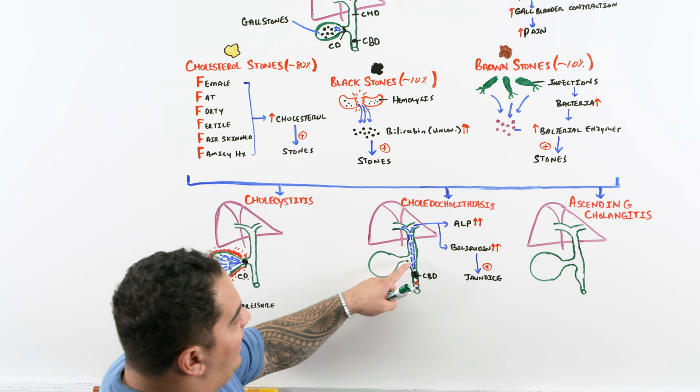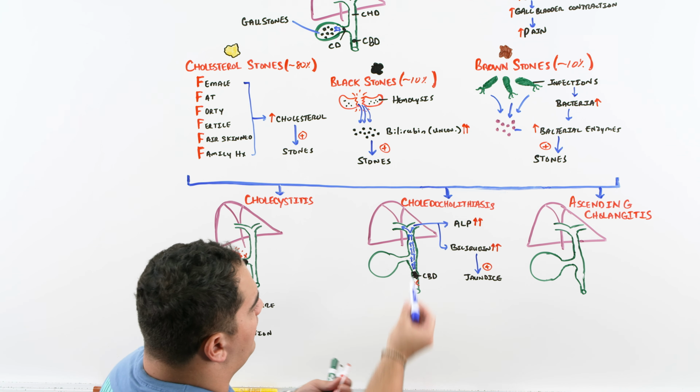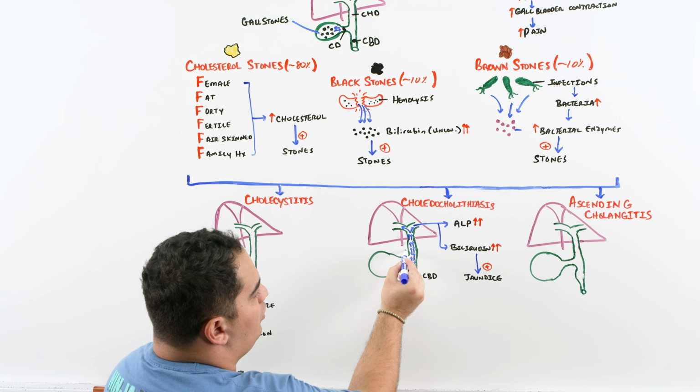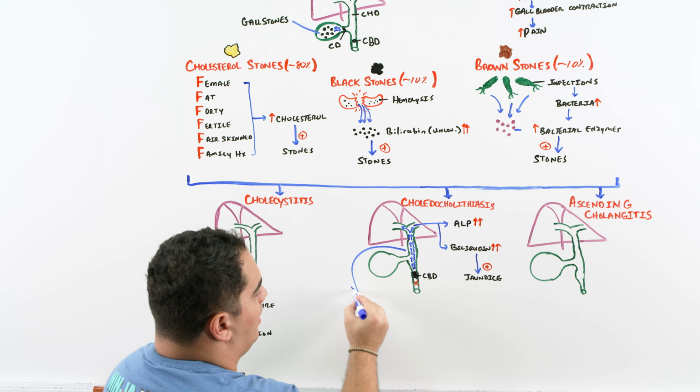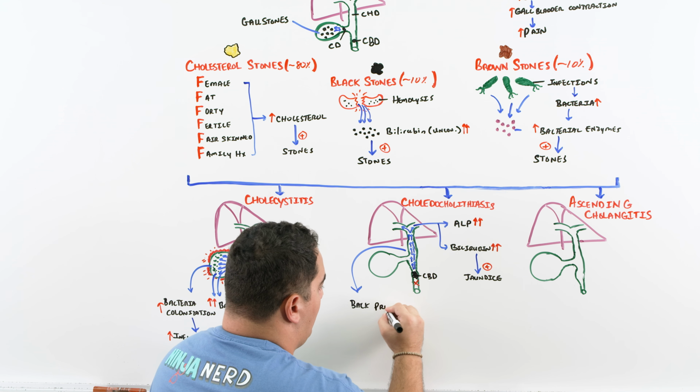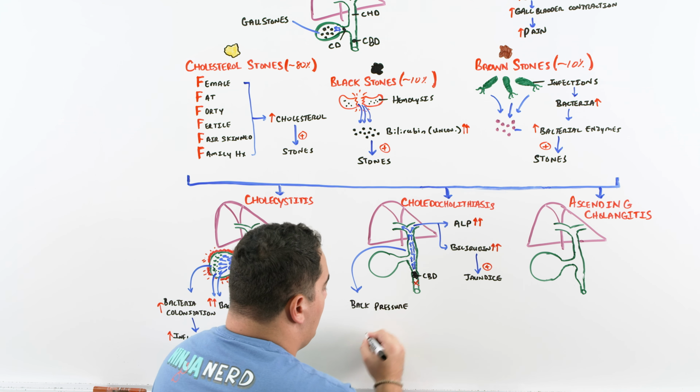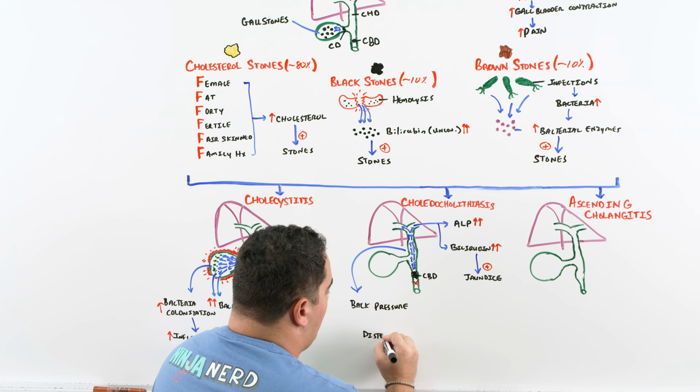The other thing is that, again, if you distend all of this biliary duct tree, you are going to get some degree of increased back pressure, let's say, within the biliary duct and then the common hepatic duct, and that will cause distension.